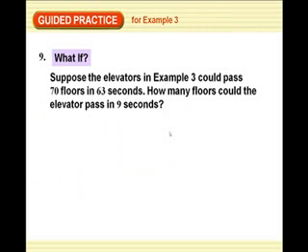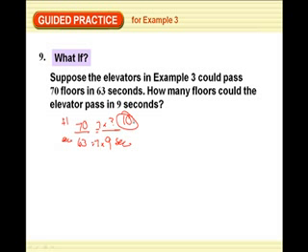So it says, suppose the elevators in example 3 could pass 70 floors in 63 seconds. So we write our blank proportion, 70 and 63. This is floors, this is seconds. How much could that do in 9 seconds? This is still easy because 9 times 7 is 63. So what times 7 is 70? That's easy, 10. So you could go 10 floors in 9 seconds at that rate.